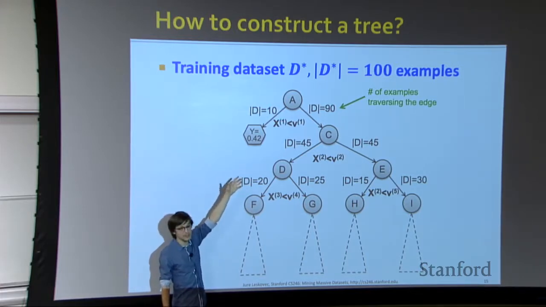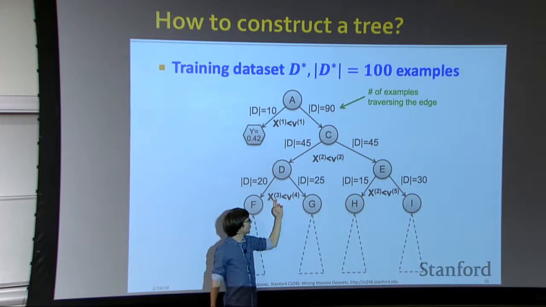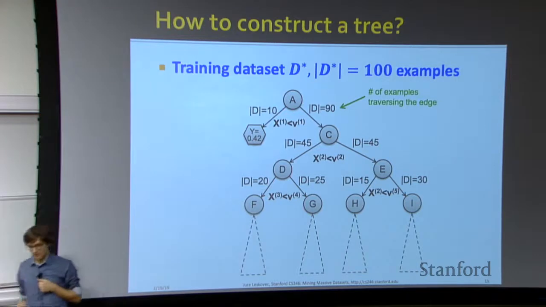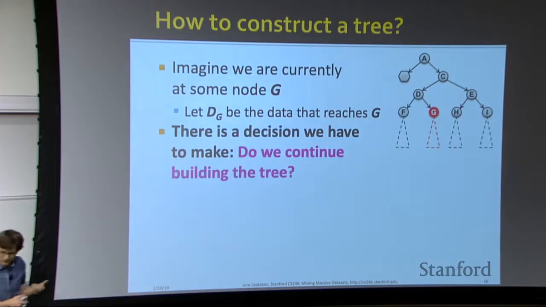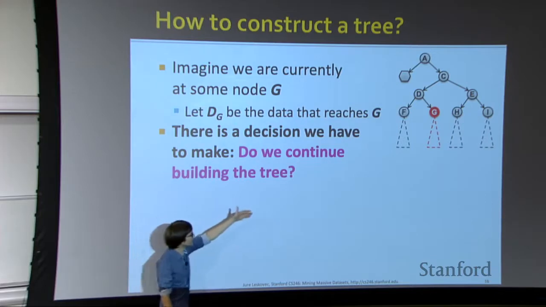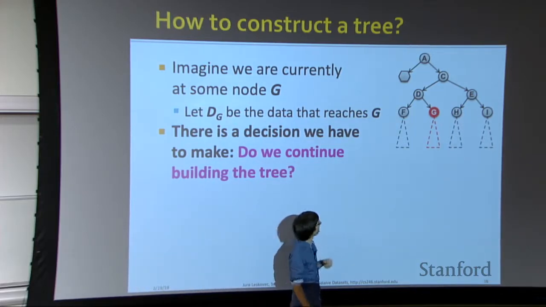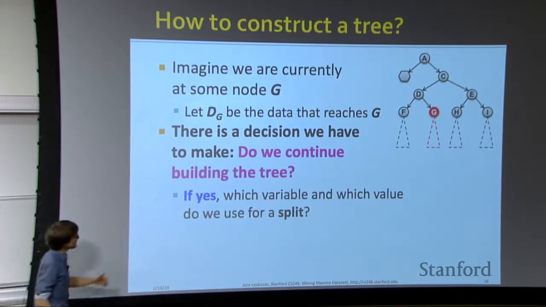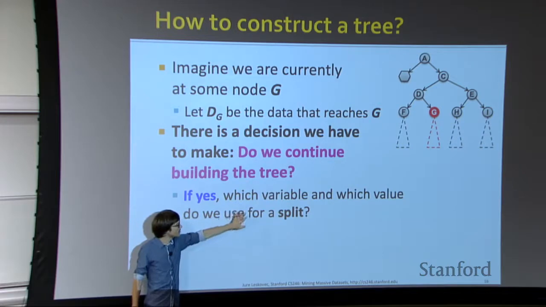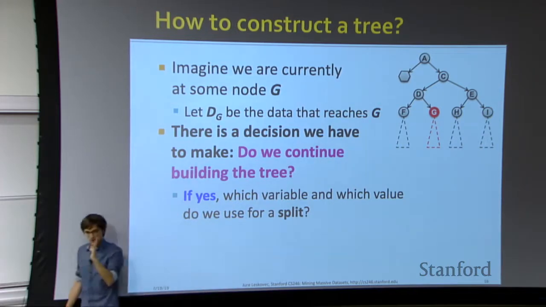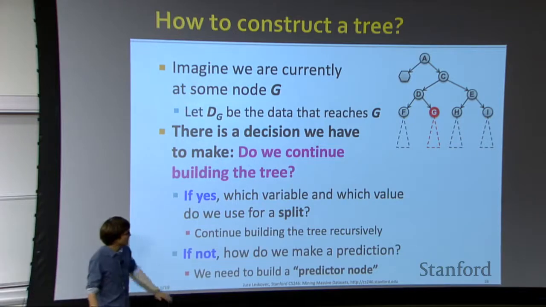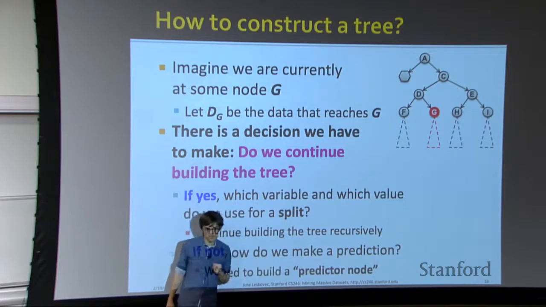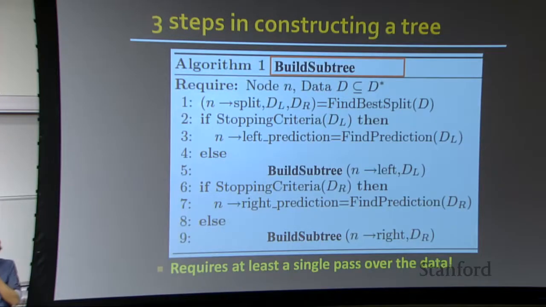And if we decide to split, then the question is what variable, what attribute, and what value. If we decide not to split, then we have to be able to construct a prediction node. So whenever we come up with a given node, let's say a node G in this case, we need to decide, do we continue building the tree? If the answer is yes, then we have to decide which variable, which attribute, and which value we want to split on. If the answer is no, then we have to make a prediction. We have to create a predictor node, a hexagonal node in my pictures. Those are the two fundamental steps.